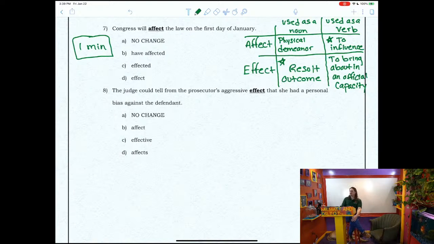8 was B. Effect with an E can also be used as a noun or a verb. When used as a noun, which it most commonly is, it means the result or an outcome. But it can also be used as a verb to mean to bring about in an official capacity, which is how it's used in 7. So 7 should be effect with an E. Congress will effect the law on the first day of January. So they're going to bring about the law, pass it, in an official capacity. So it will become an actual law. So the answer to 7 was D. The answer to 8 was B.